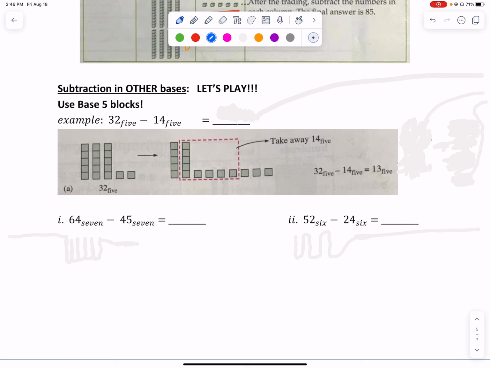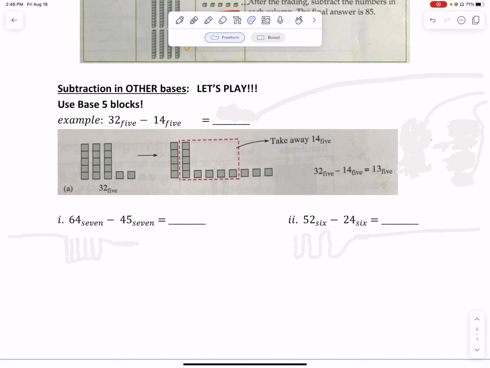All right, so when we subtract in other bases, notice what I did, okay? I have the same blocks. I've got 3 rods and 2 units. That's my 32 base 5. But notice that these rods, count how many they have in them. They have 1, 2, 3, 4, 5. They've got 5 blocks in them instead of 10.